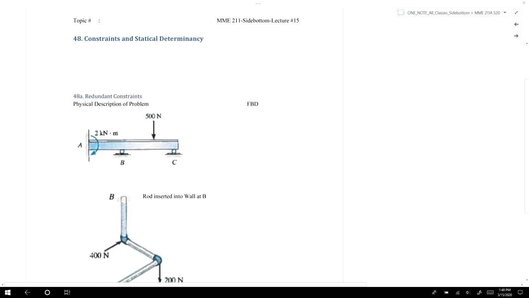So the last topic for today's lecture is the constraints in static determinacy. In certain cases, bodies may be supported by more constraints than is necessary or by improper constraints. In some cases, the number of unknown forces and moments may be greater than the number of equilibrium equations. When that is the case, we consider a problem to be statically indeterminate.